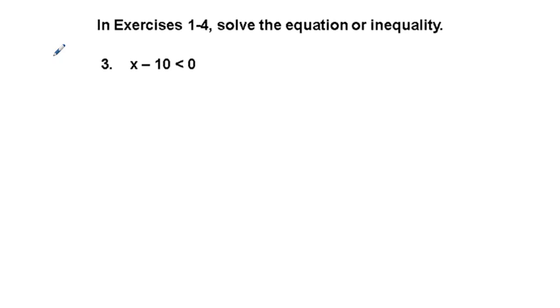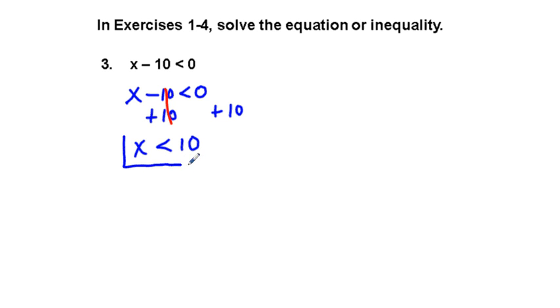This time we have an inequality, and that is that x minus 10 is less than 0. So we solve an inequality for the most part just like an equation. There will be exceptions, but if we add 10 to both sides of this inequality, we have negative 10 plus 10 cancel, which equals 0. We have x is less than 10. And really, that's all there is to it. We have solved the inequality at this point.